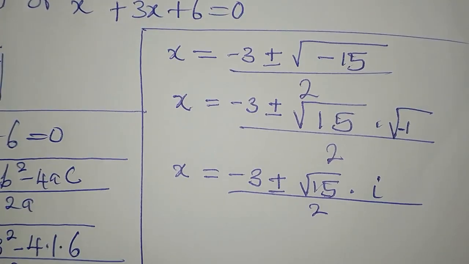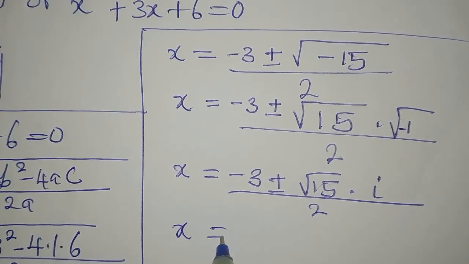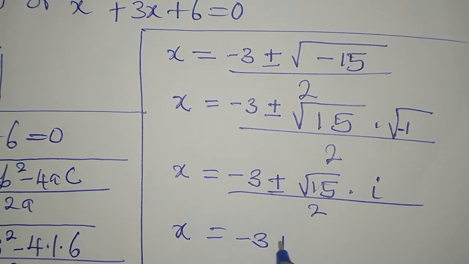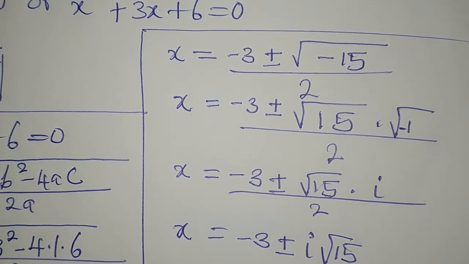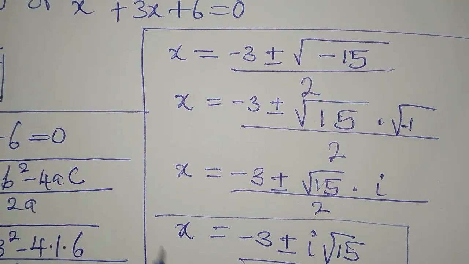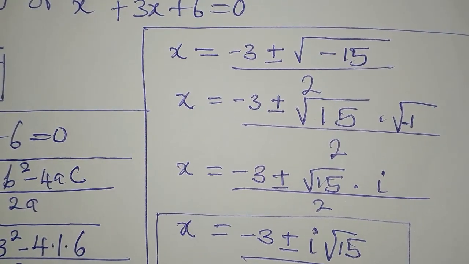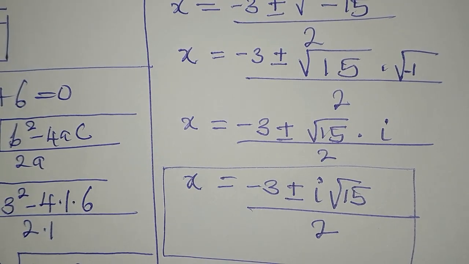Okay, now from here we can even rearrange this so that we have x equal to minus 3 plus or minus i root 15 all over 2. Remember that this is a 2-in-1 solution. So let's get the 3 solutions for the equation. Let's go.